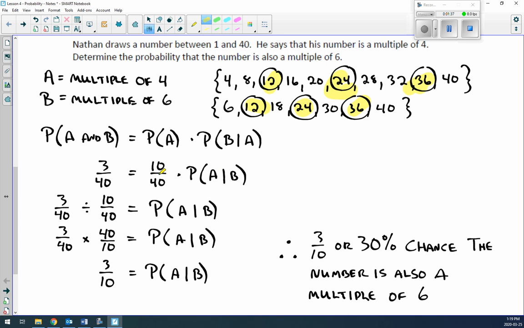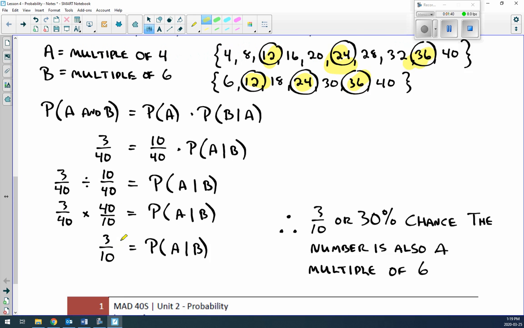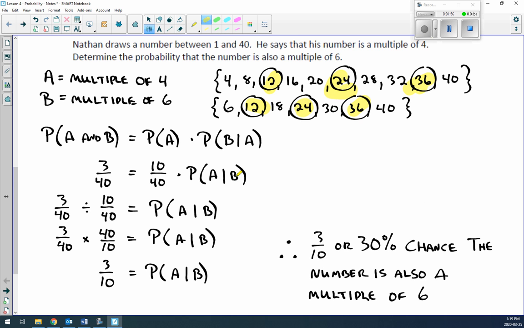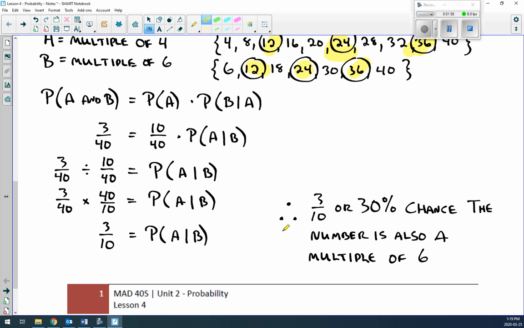To get rid of this, you divide both sides by 10 over 40. When we divide, we multiply by the reciprocal, so 40 over 10. The 40 is reduced down and we end up with 3 over 10. So therefore, 3 over 10, or a 30% chance the number is also a multiple of 6. This is another question where we work backwards through the formula to figure out the answer. Okay, flip the page, let's go to example 2.